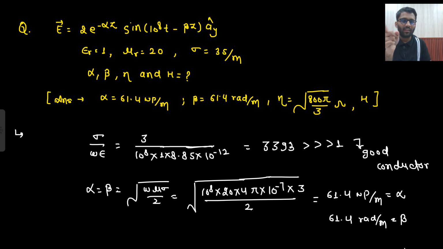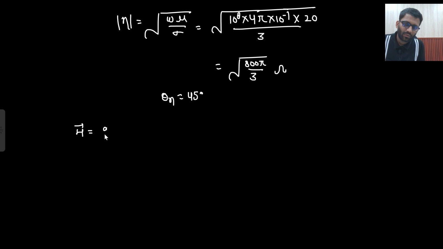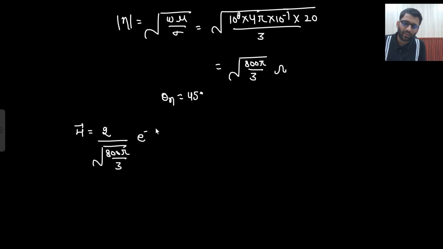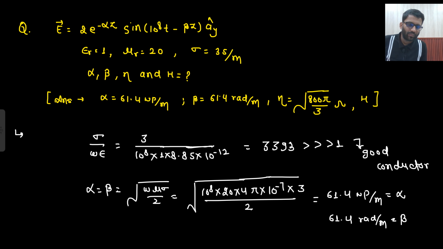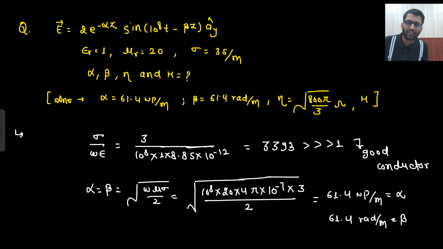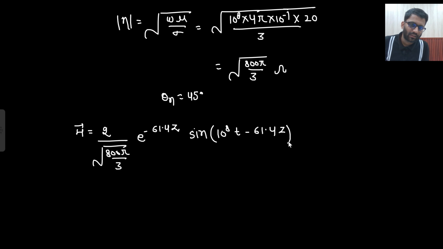So the H field will be E naught by eta. What is E naught? 2 by eta, where eta is 800 under root pi by 3, times e to the power minus alpha z. Minus alpha is 61.4 z, cos of 10 to the power 8 t minus beta z, where beta is the same thing, 61.4 radian per meter. Omega t minus beta z: is it traveling in the z direction? Yes, it is traveling in the z direction.